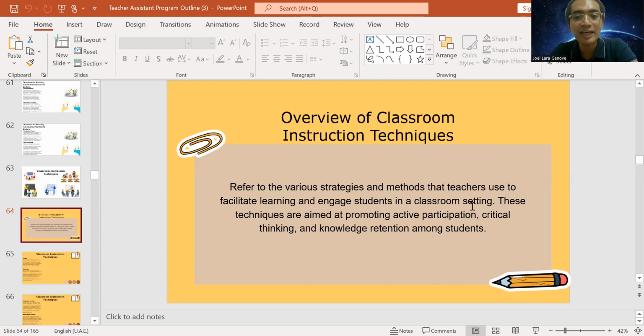Let's look at it carefully. It says techniques are aimed at promoting active participation. That means it's the job of you as a teaching assistant. You want your students to participate. Critical thinking: how are they going to think if they're given instructions for them to understand what to know and what to do? And then retention among students. That means that they will remember the lessons that they learned.